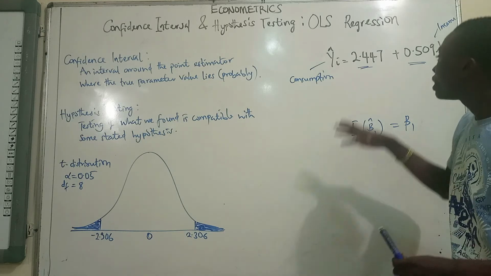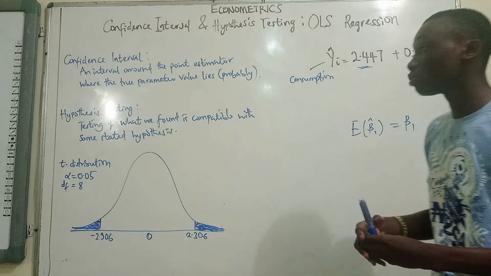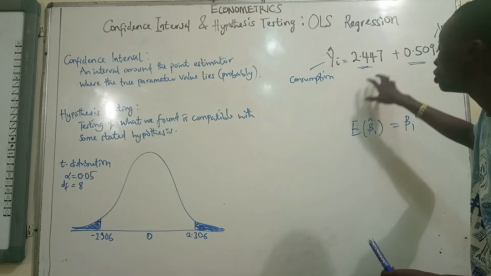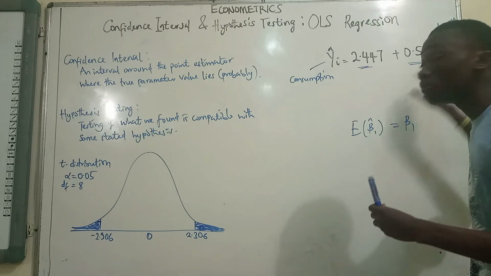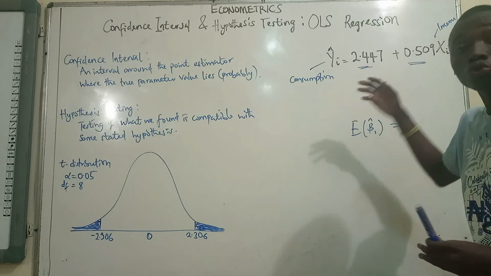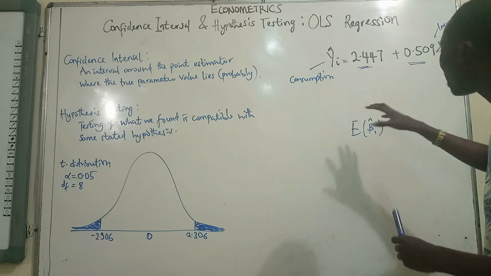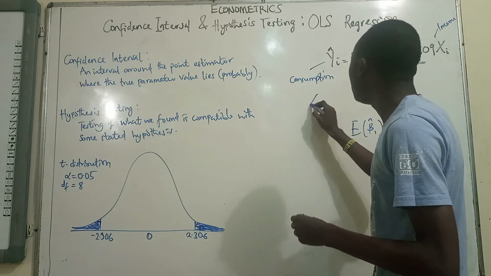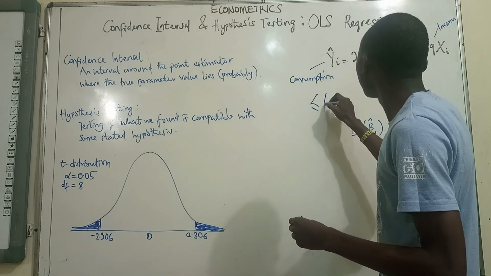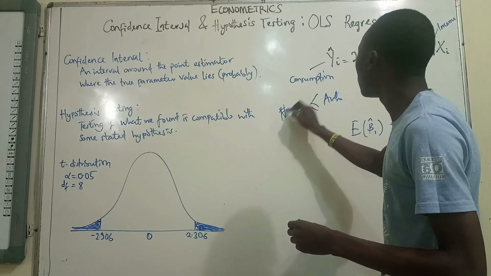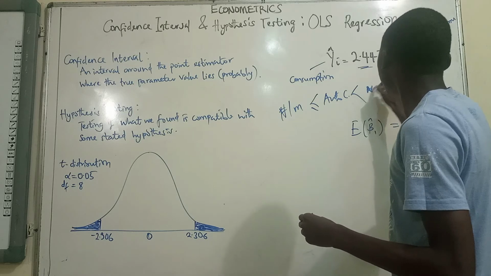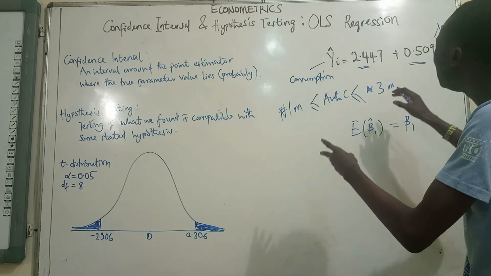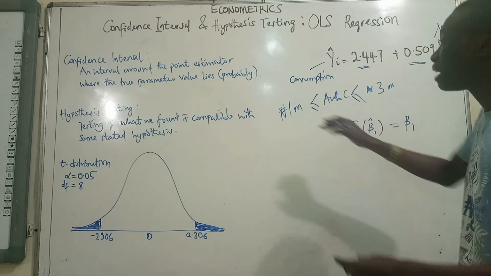Rather than working with point estimates, we can as well specify some sort of interval. For instance, our autonomous consumption, where we use millions, is 2.447 million. So we expect that when income is zero, when there's no income, consumption will still be about 2.447 million naira. Rather than just giving a point estimate, we could say that we expect autonomous consumption to be between, say, 1 million naira and 3 million naira. So we could specify an interval for the estimators rather than using point estimates.